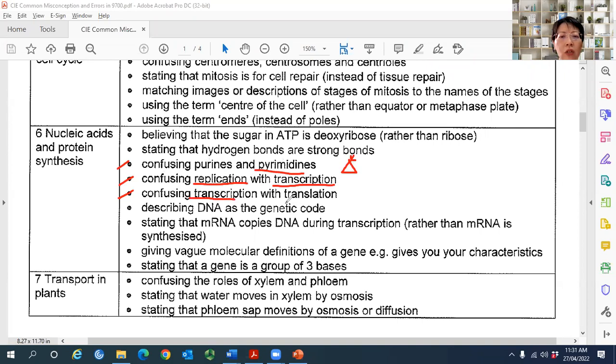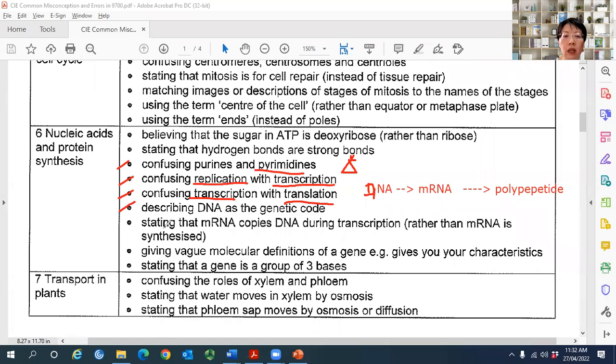Confusing transcription with translation. Transcription is from DNA to mRNA, right? DNA to mRNA is transcription. And then mRNA to polypeptide, not protein, polypeptide. Because a protein can be made out of a few polypeptides, each polypeptide coded by a different gene, different mRNA. So the accurate word is polypeptide, not protein. You learn how to use the accurate words to guarantee you score full marks, and therefore you score A star.